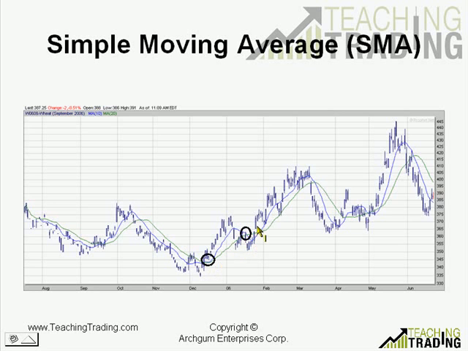Here again, the blue line crossed above the green line, giving us a buy signal. And here we have the blue line crossing underneath the green line, giving us a sell signal. So if we were to buy here and sell here, we would have caught this move going up. Here we got another buy signal, and here we have another sell signal.